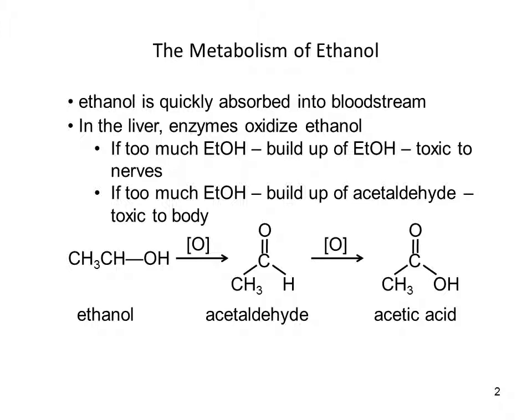The first step in the oxidation of ethanol is it forms an aldehyde, and it's called acetaldehyde. Then your body will oxidize it further to acetic acid. Now, what's interesting is when you consume too much ethanol, it's toxic to your nerves, and then you see that your nerve function is reduced. In fact, you can reduce your nerve function so much that your body stops functioning and you die.